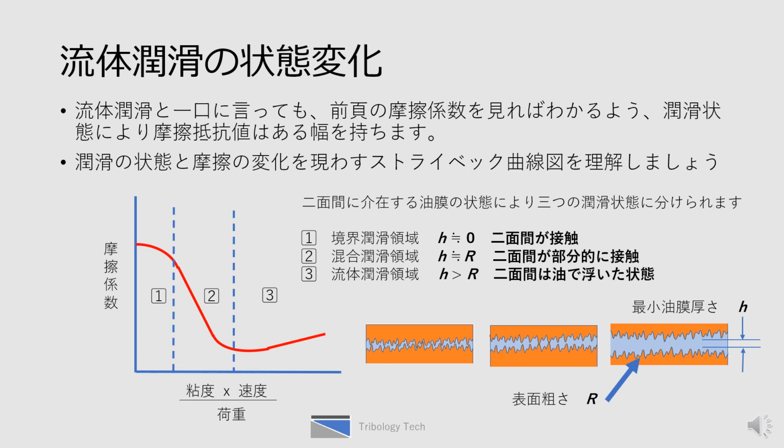1. Boundary lubrication area, H is 0, contact between two surfaces. 2. Mixed lubrication area, partial contact between two surfaces. 3. Fluid lubrication area, H is greater than 0, the two surfaces float on oil.